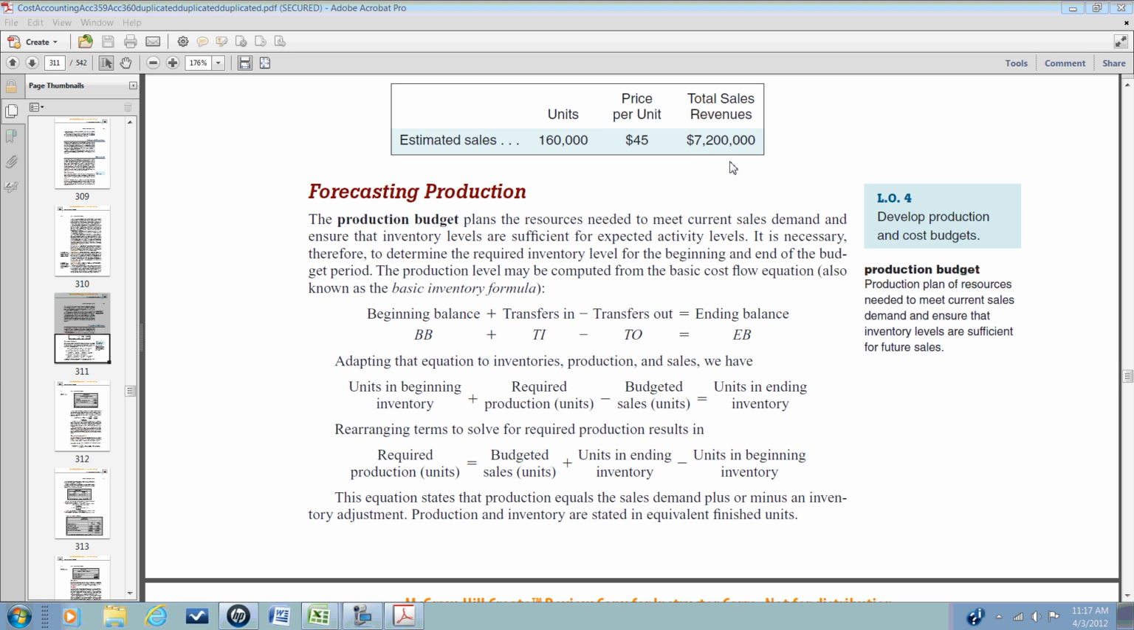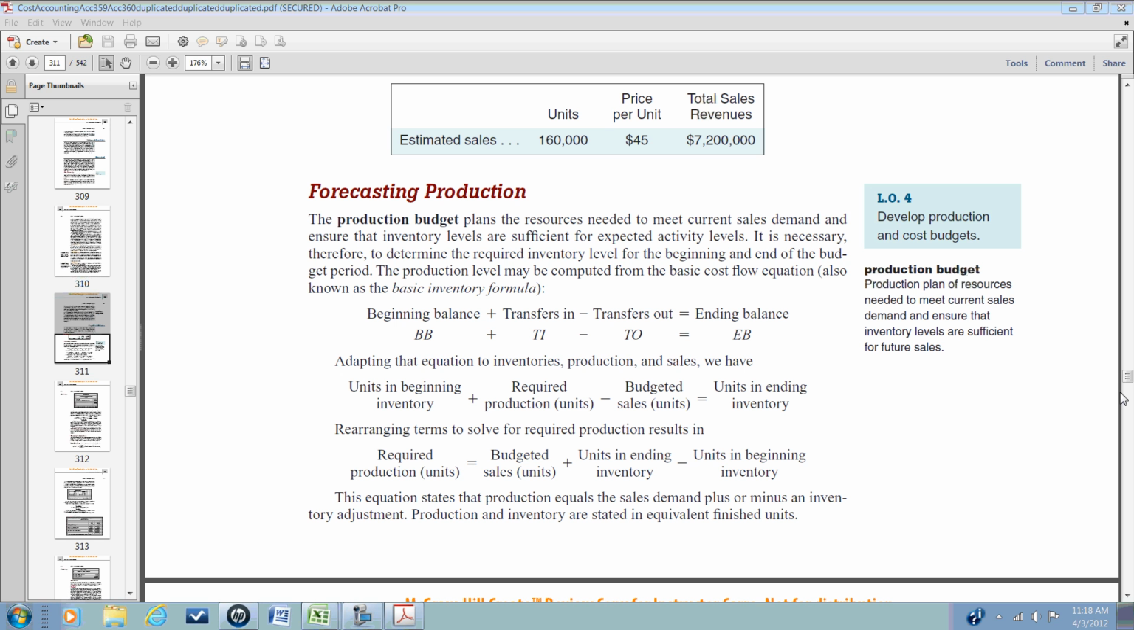$7,200,000. Since this is a manufacturing firm, we have to determine the number of units that must be produced. And to do that, we're going to use the basic inventory formula as expressed in the book. For a manufacturing company, the units that we began with plus the units that we produce minus the units we sell gives us our ending inventory.